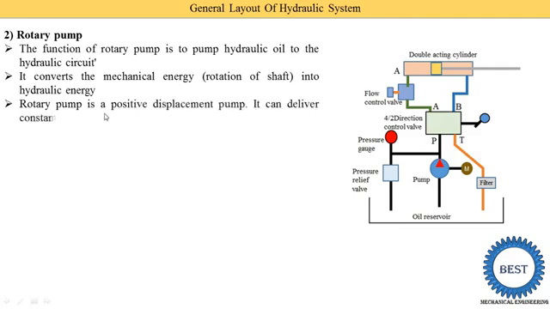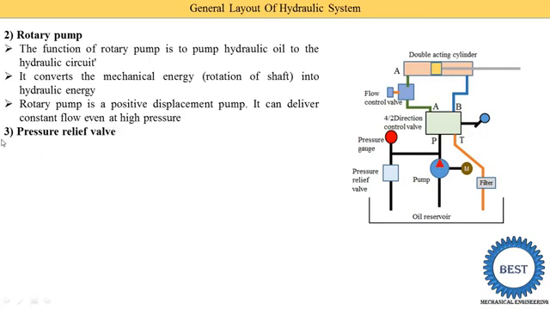A rotary pump is a positive displacement pump. Various types of pumps are available, so it is not necessary to use the rotary pump in hydraulic systems. You can also use another type of pump. But in this image we are discussing the rotary pump, which is a positive displacement pump, and it can deliver a constant flow even at high pressure. So the rotary pump delivers the oil at a constant flow even at higher pressures.